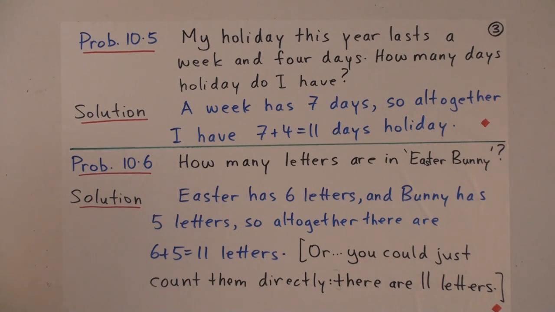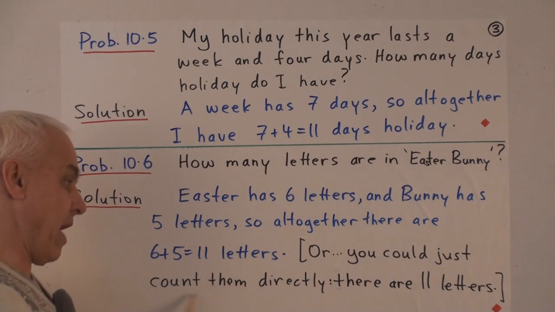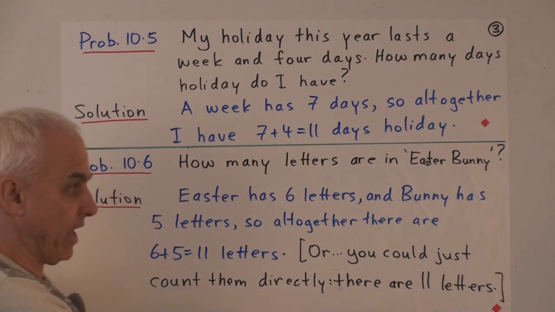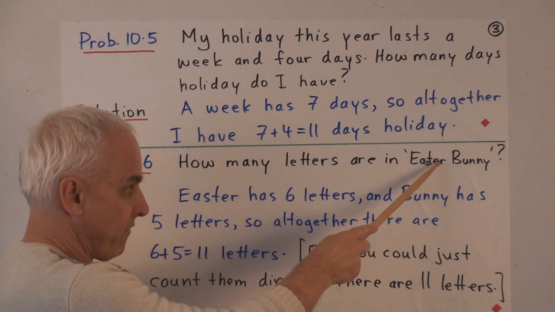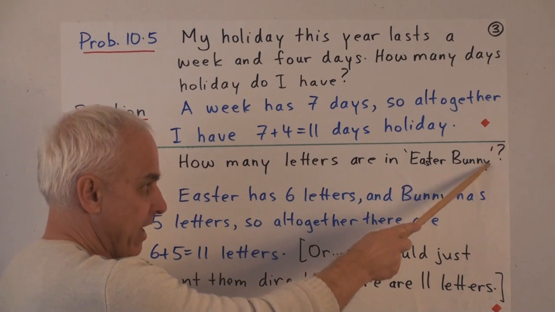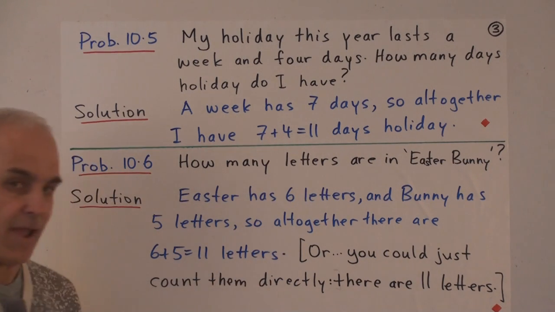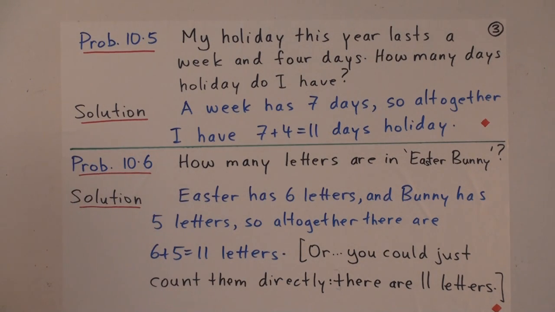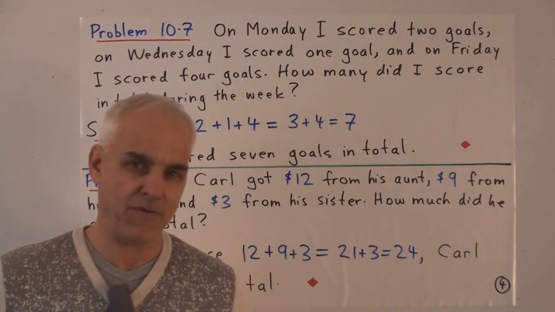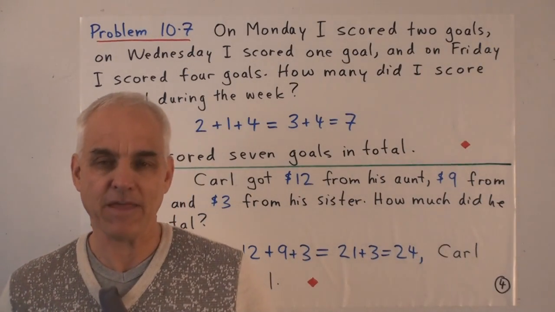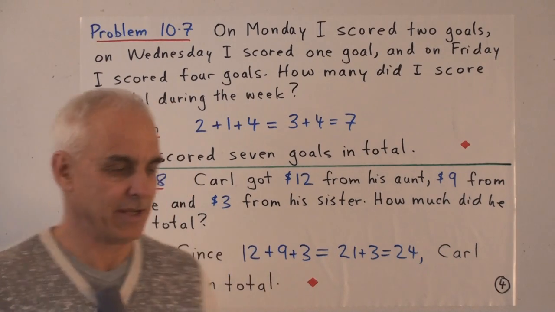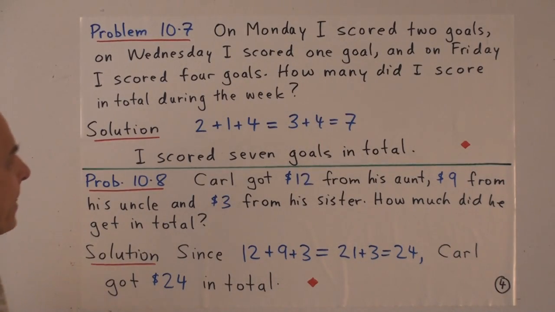In this case, another possible solution would be to simply have counted them to begin with. You could just count them directly and say there are 11 letters. 1, 2, 3, 4, 5, 6, 7, 8, 9, 10, 11. But in this case, maybe it's a little bit more natural to look at the Easter, count those, look at the bunny, count those, and then add those up. So I hope you're getting the hang of how one might write some mathematical solutions in words. Let's have a few more examples.